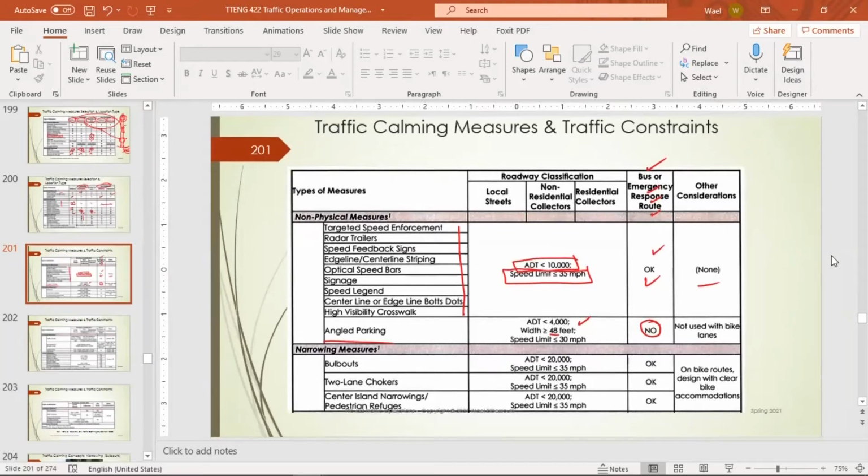The average daily traffic volume should be less than 20,000, speed limit less than or equal to 35 miles per hour. On a bus route or emergency route, yes, no problem. Two-lane chokers, the same, these are the conditions. This is okay. Okay, central island, that's also the same. Okay, there's another consideration also on bike routes, designed with clear bike accommodations.